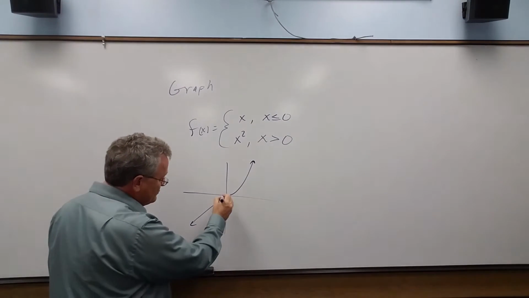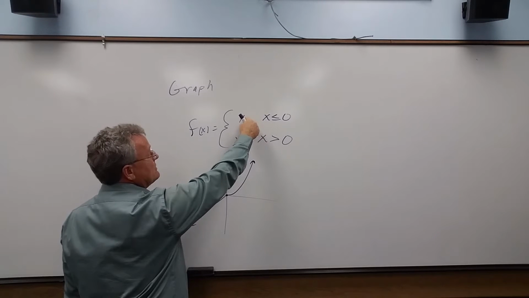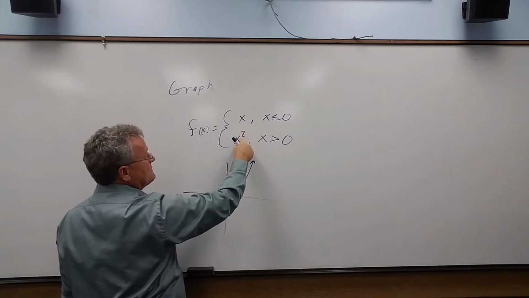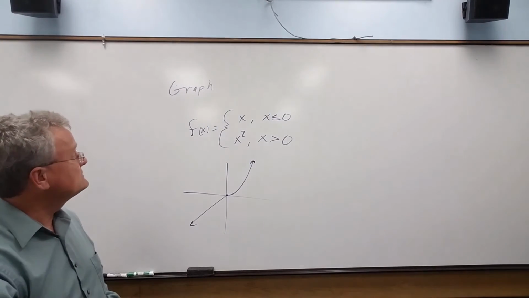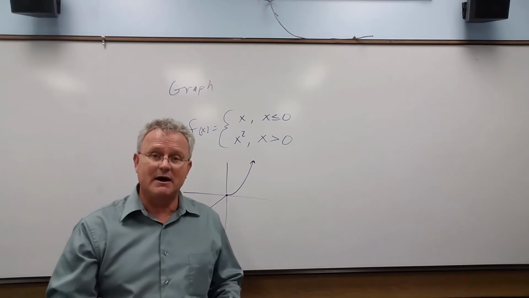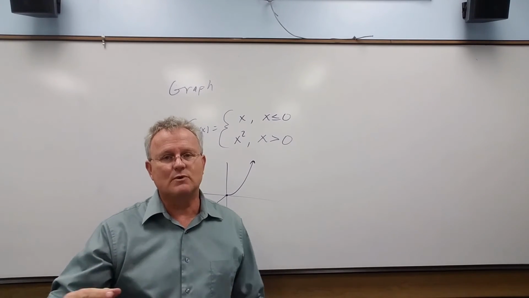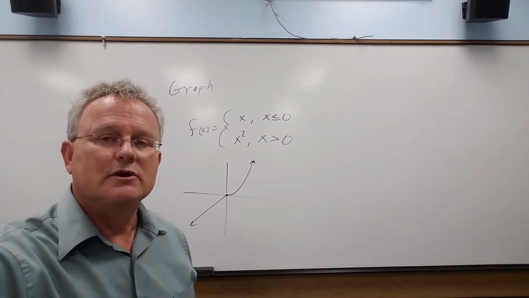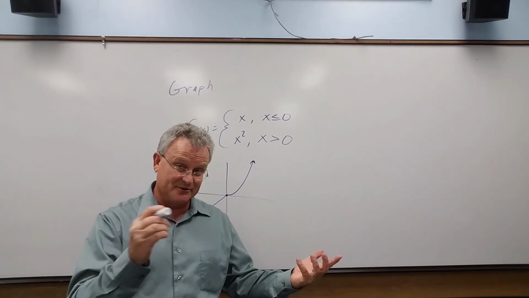It turns out it's a continuous function, because when x is 0, we get 0 here, and we get 0 here. So it does turn out to be continuous, but that's the basic idea behind how I teach how to graph piecewise functions. So when you do this, using a pencil is a good idea so you can erase.